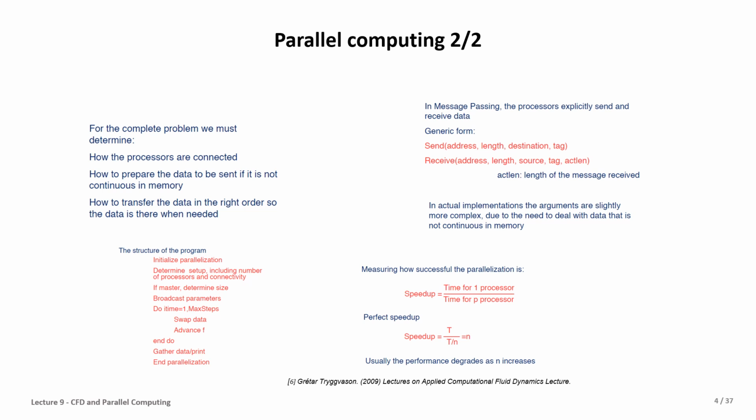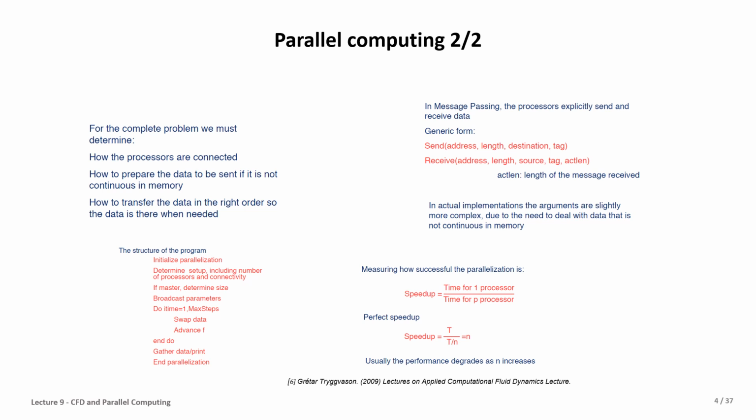When we are using parallel computing, we need to determine how the processors are connected. We need to take decisions: how the data is to be sent if it is not continuous in memory, and how to transfer the data in the right order so the data is there when needed. This requirement must be covered in the structure of the program. In message passing, the processors explicitly send and receive data. For the generic form, send includes the address, length, destination, and tag, and receive also includes the address, length, source, tag, and action.